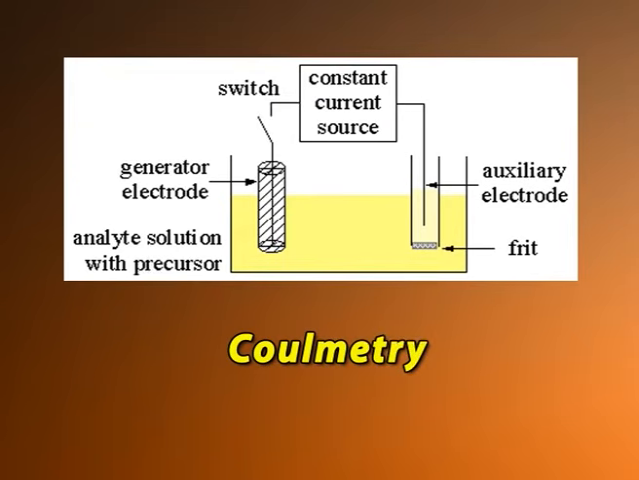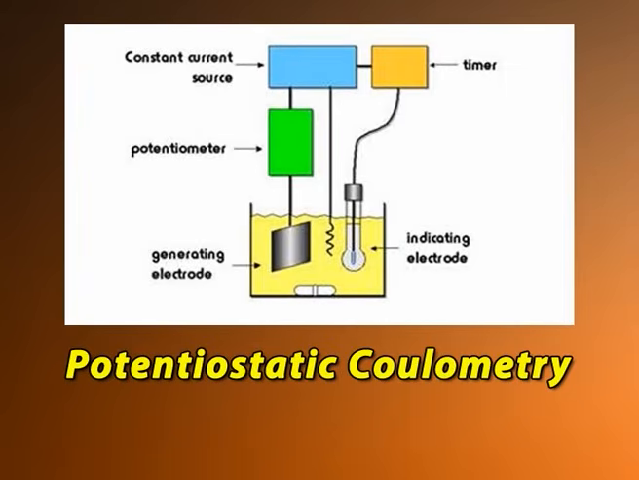There are two commonly used coulometric measurement techniques: Potentiostatic Coulometry, that is controlled potential coulometry, and Amperostatic Coulometry, which is controlled current coulometry. Now, let us start with Potentiostatic Coulometry. This is also commonly termed as bulk electrolysis, which is the technique where the working electrode is maintained at a constant potential and the current flowing through the circuit is measured.